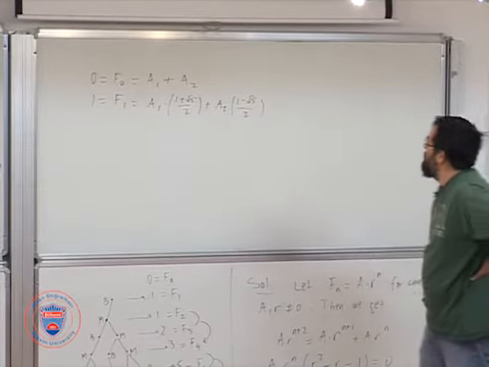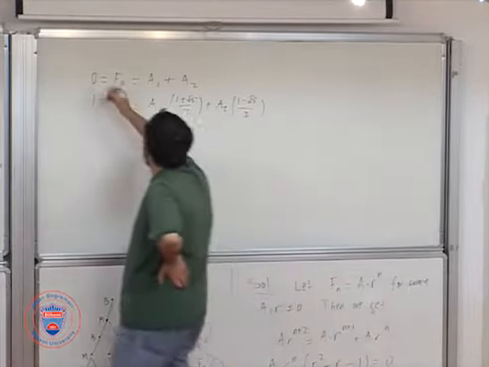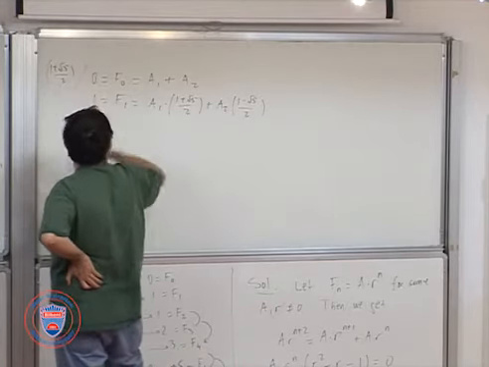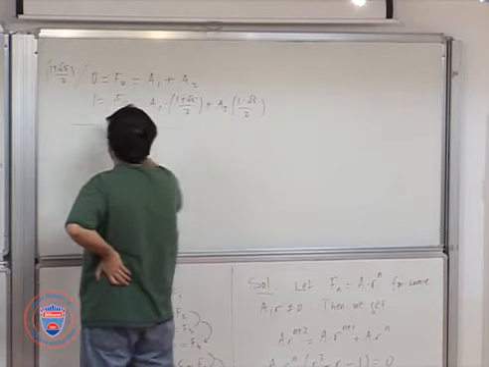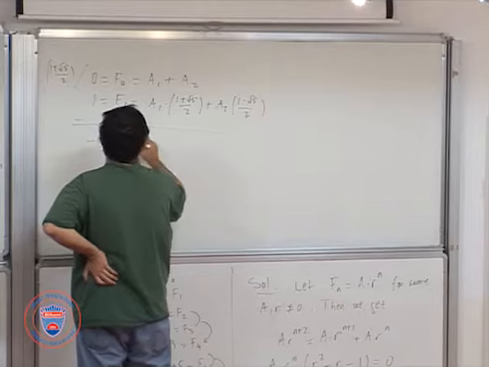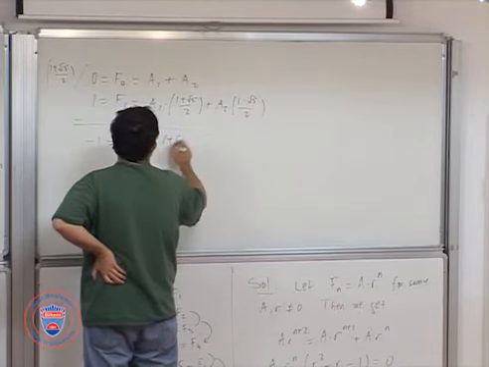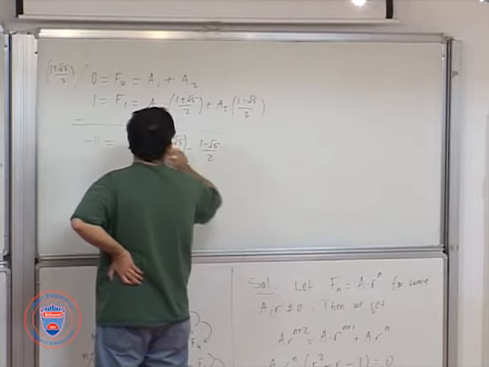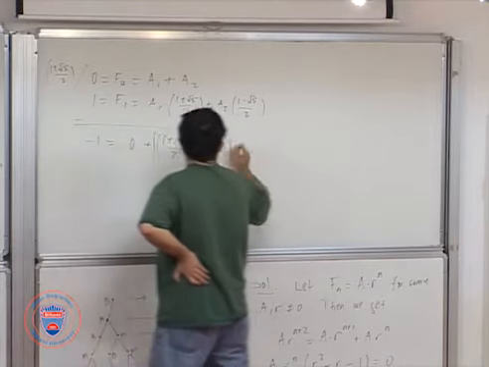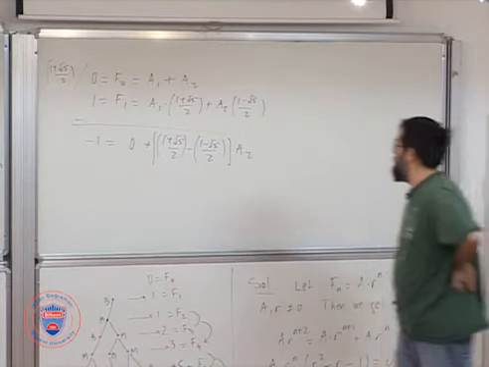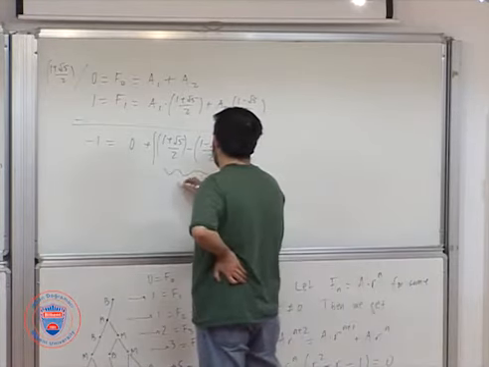You can do a couple of different tricks. You can multiply this equation with this and cancel out. You can take subtraction, so you get minus 1 equals 0. (1 plus square root of 5)/2 minus (1 minus square root of 5)/2 gives A2. And the difference here is square root of 5.